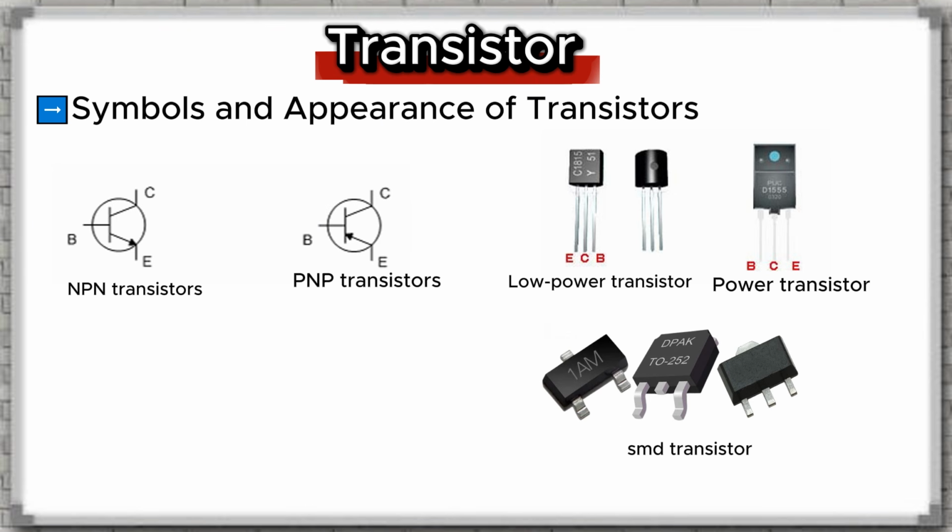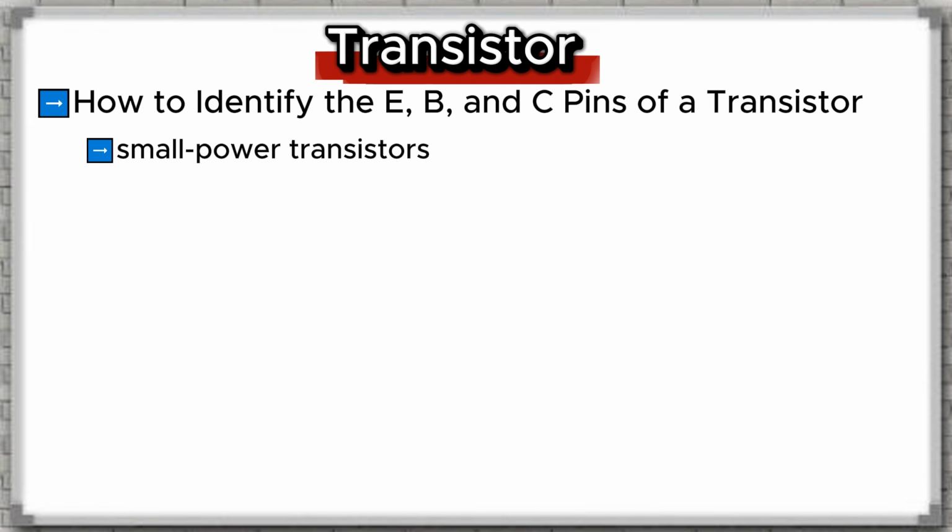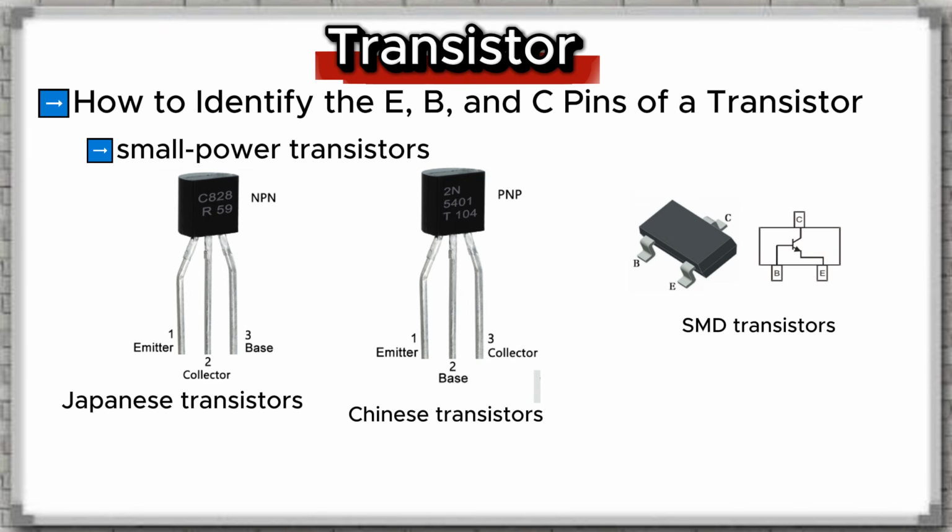How to identify the E and C pins of a transistor. For small power transistors, the order of the collector C and the base B pins may vary depending on the country of manufacture. But one thing is almost always the same. The emitter E pin is on the left side when we place the transistor in the standard position.